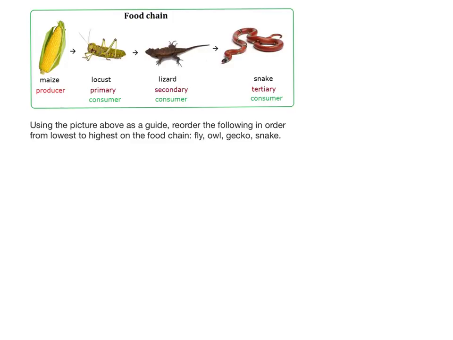Okay, so here's the question. Using the picture above as a guide, reorder the following in order from lowest to highest on the food chain. So we have a fly, we have an owl, we have a gecko, we have a snake.